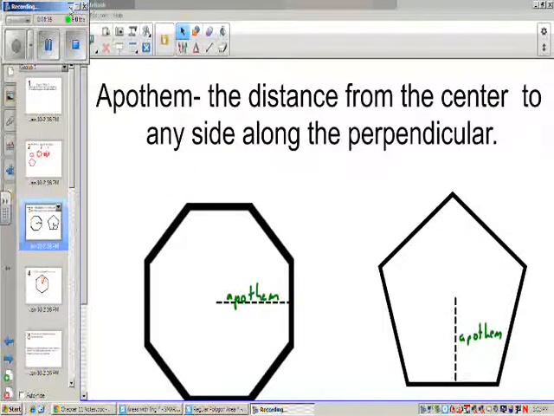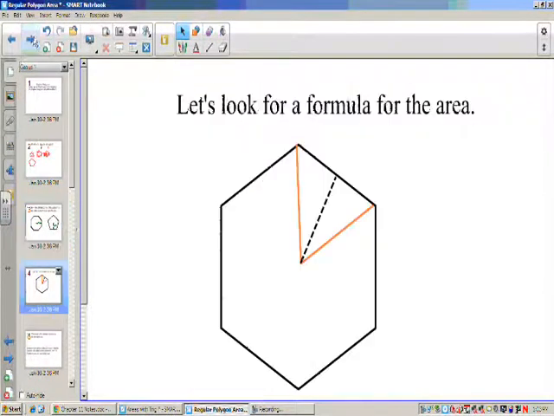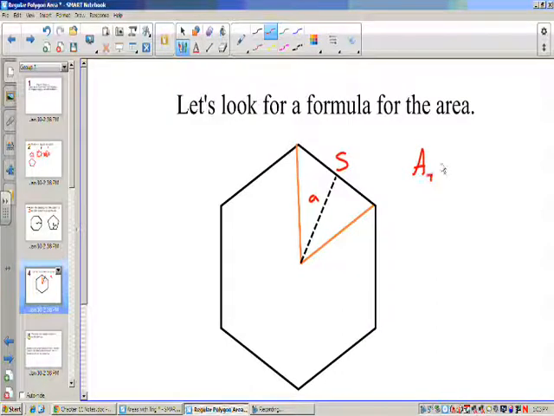Next, we need to figure out how to find the area of a regular polygon. So let's try to figure out the formula for the area. Let's call this S for a side length. This dotted line we'll call the apothem. Now if I wanted to find the area of one of those little triangles outlined in orange here, I would take the area of the triangle as 1/2 a side length times the apothem.